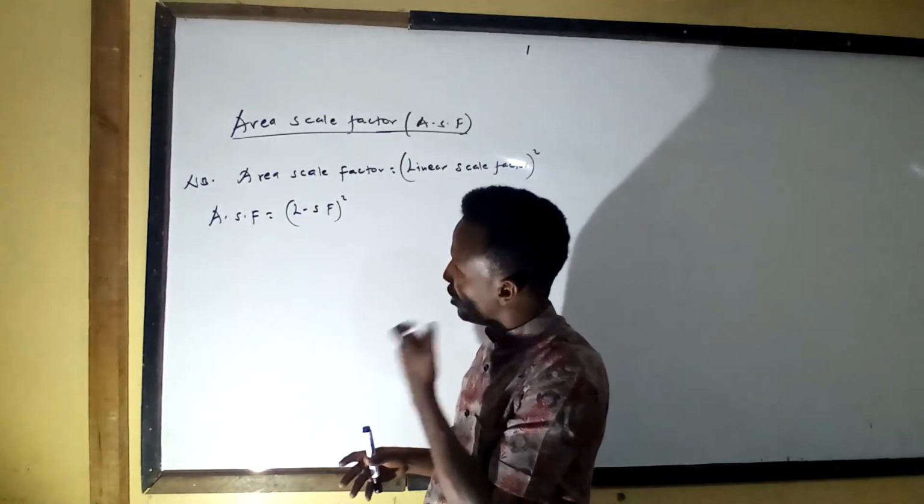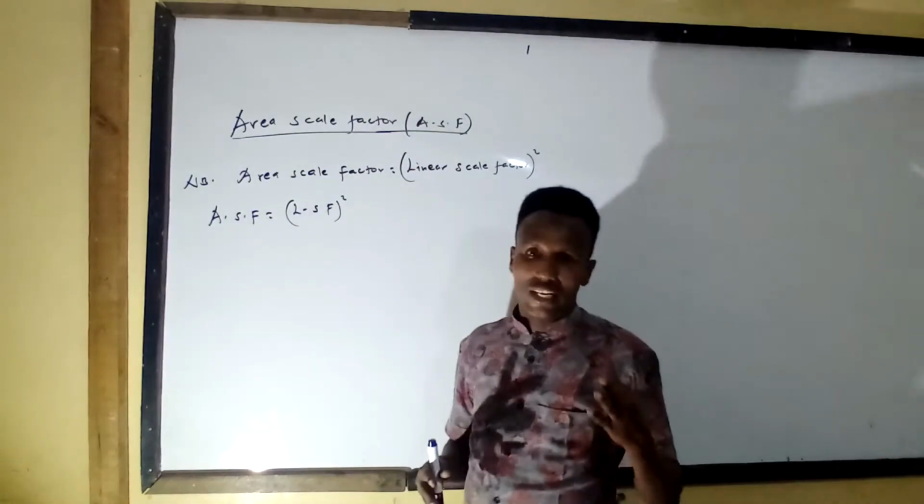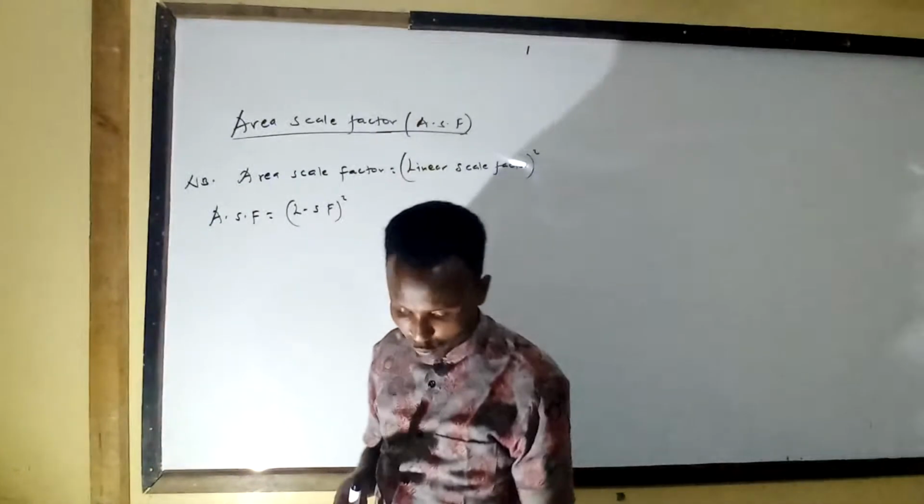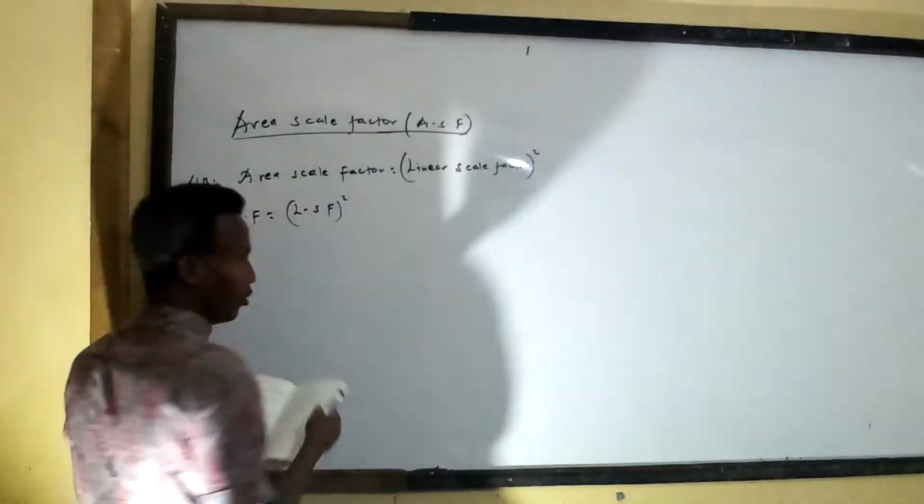And we know that if area scale factor is written as linear scale factor squared, then you can get the linear scale factor by deriving the formula. But let me write the first example.